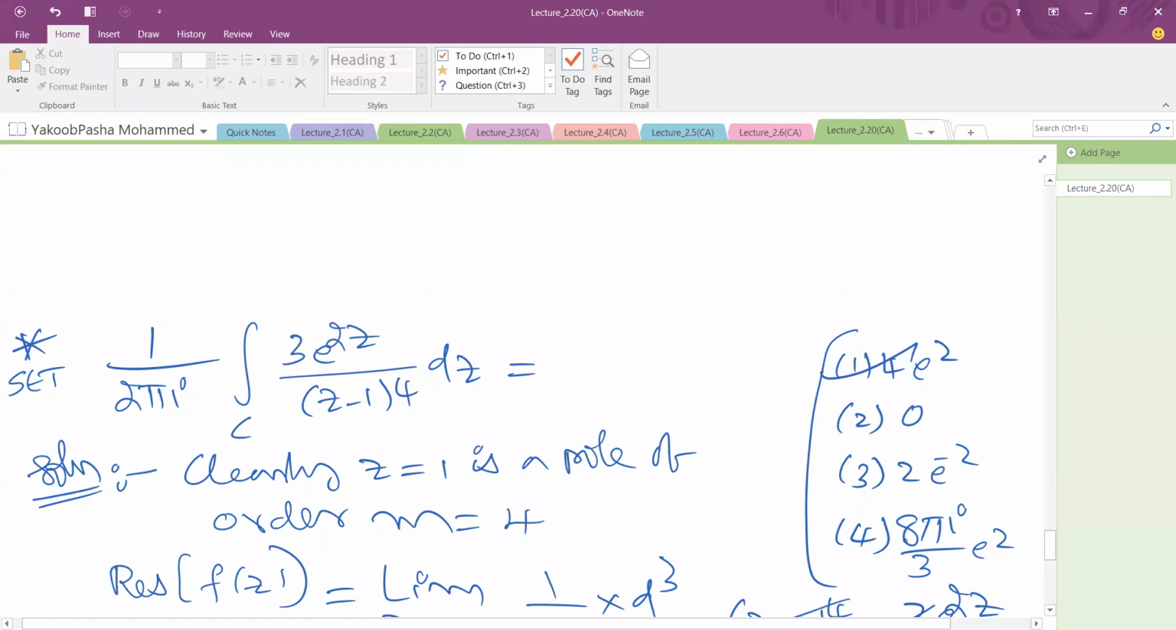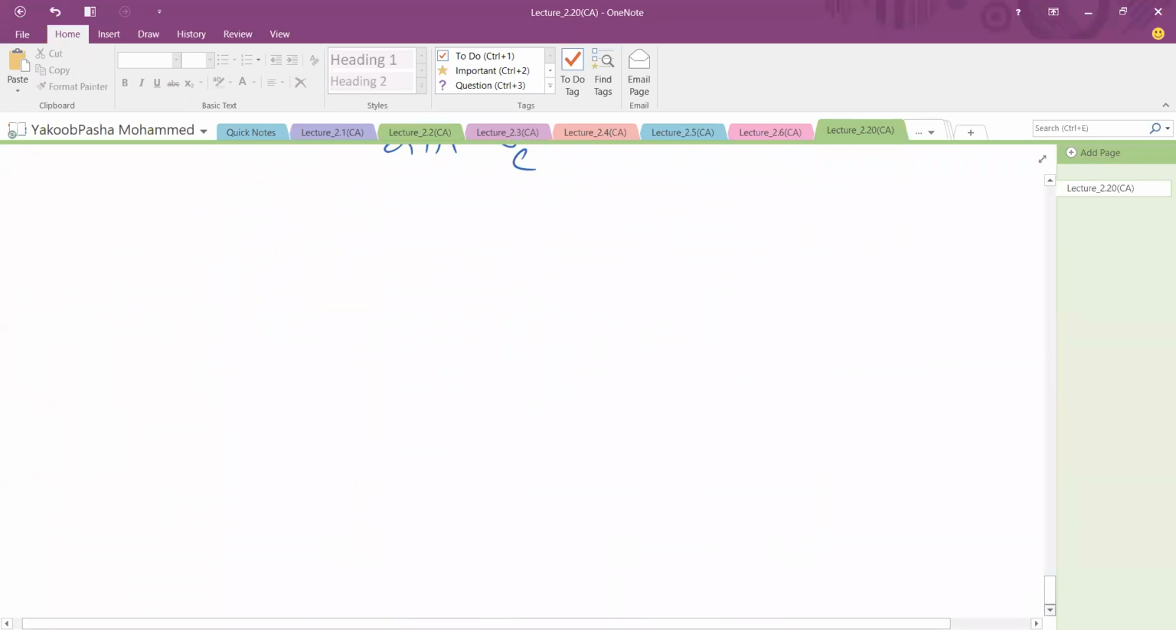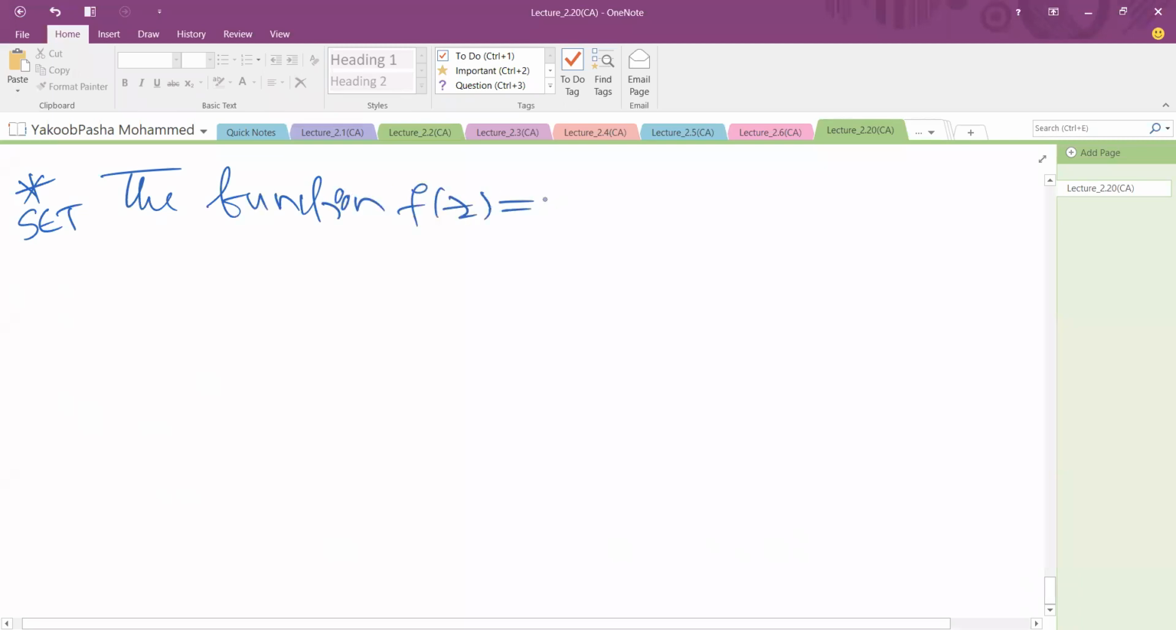I'm taking the SET question. The function f of z is equal to e to the power of z minus 2 divided by z minus 2 has.